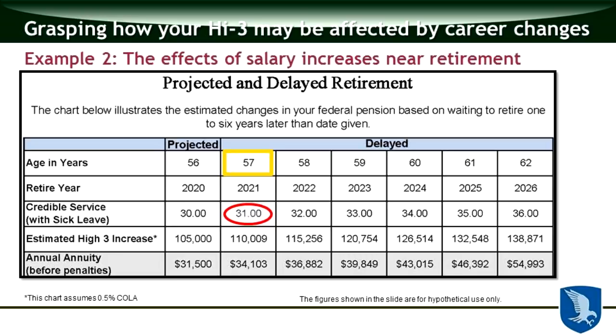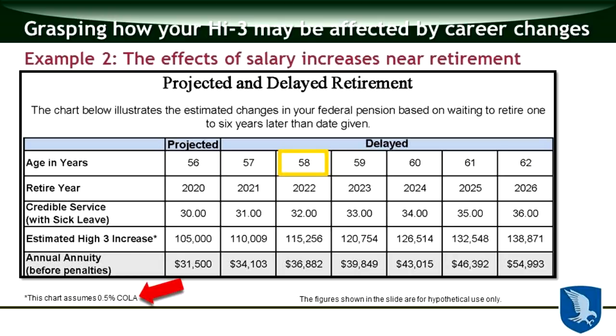Now, if you stayed another year till 57, you've now got 31 years of service. Your estimated Hi-3, because another 12 months of the $100,000 vanishes, means your annuity is now $34,103. And then if you stayed till 58, now you have a full 36 months in a row at that higher pay, plus COLAs. Again, we were going to assume a 0.5% COLA in your salary every year.